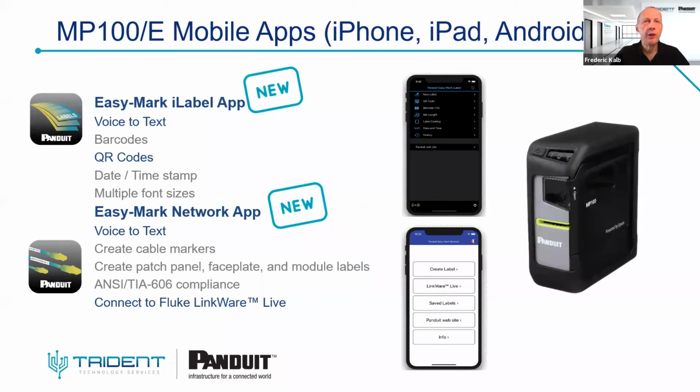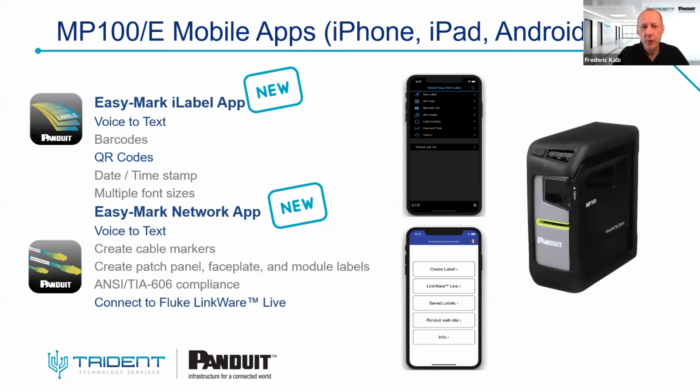For the MP100/E, I mentioned that you can generate labels by using mobile apps. You see them here on the screen. We have one that we name EasyMark I label. This is more, let me say, for the electrical part of the business. And we have the EasyMark Network app, which is more for the network infrastructure applications. Both have similarities and differences.